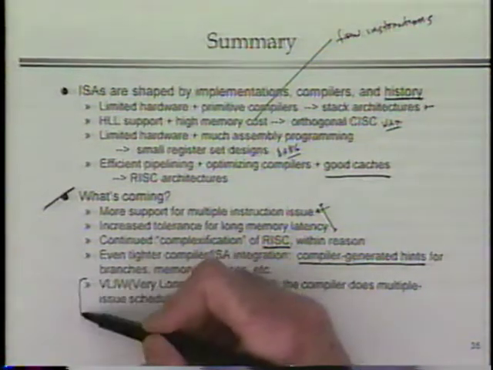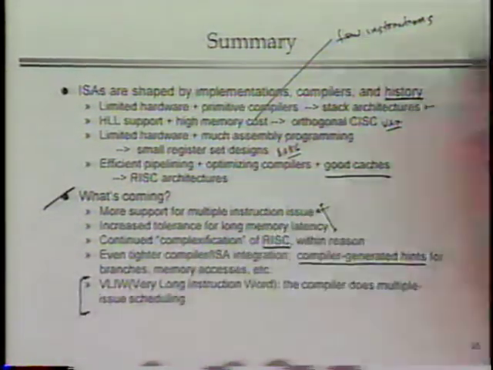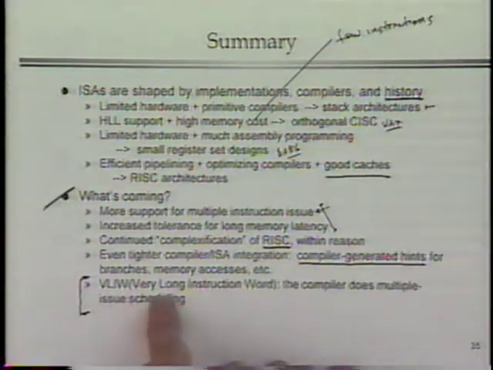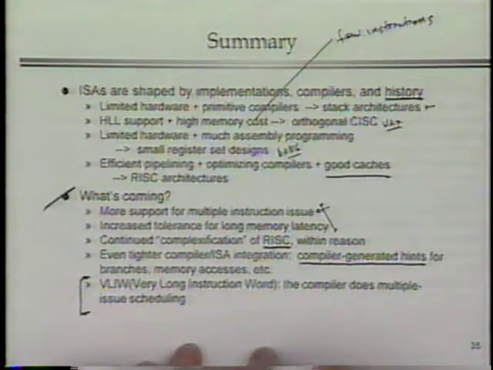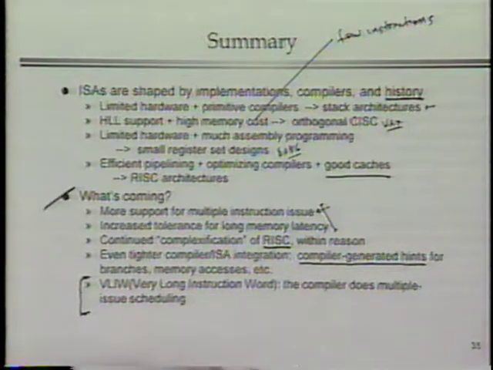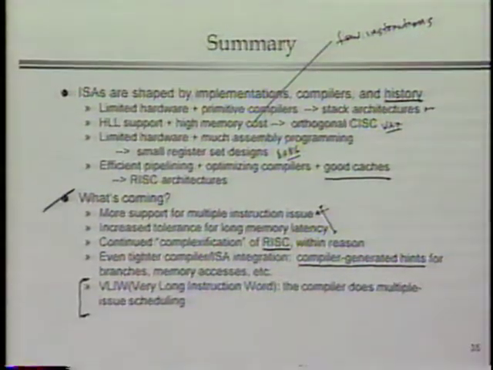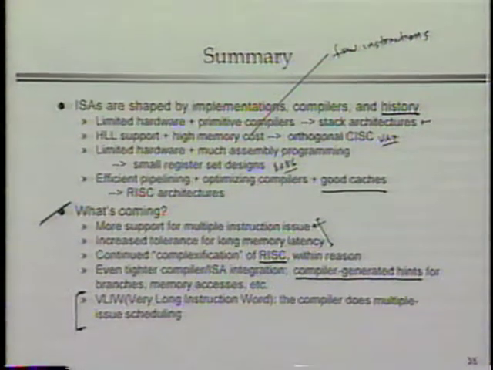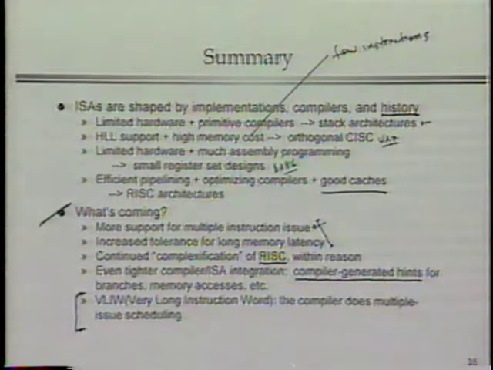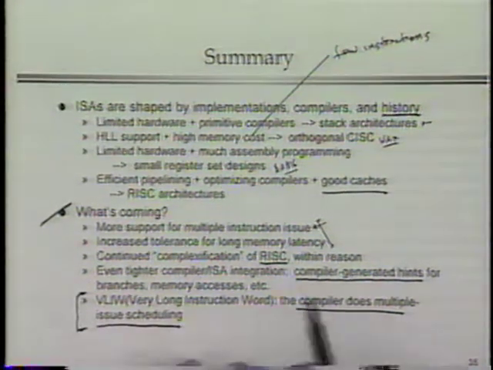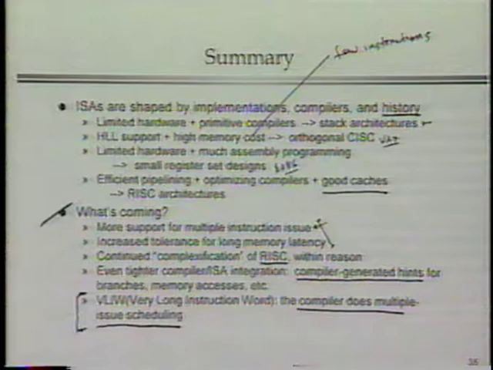Another technique which people are talking about more and more is even a further step in the direction of mixing the architecture and the implementation, and it's the so-called very long instruction word processor. Rather than having a 32-bit word that specifies one operation and leaving it to the processor to figure out how multiple streams of those can be executed in parallel, you could in fact think about assembling a whole bunch of operations in parallel into one very wide word, like 128 bits wide. And in that case, the compiler does the multiple issue scheduling. The compiler figures out what things can be done in parallel in a single one of those words.